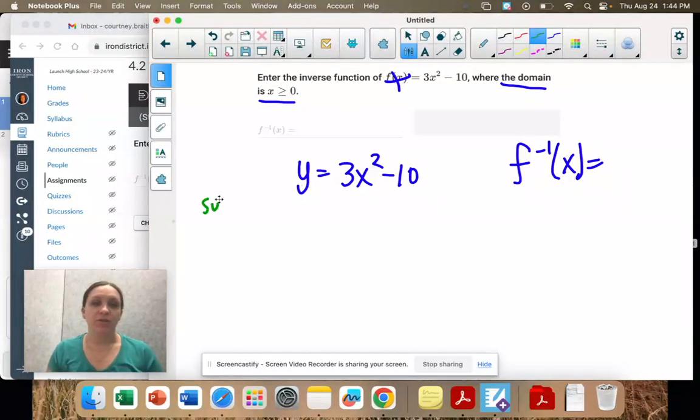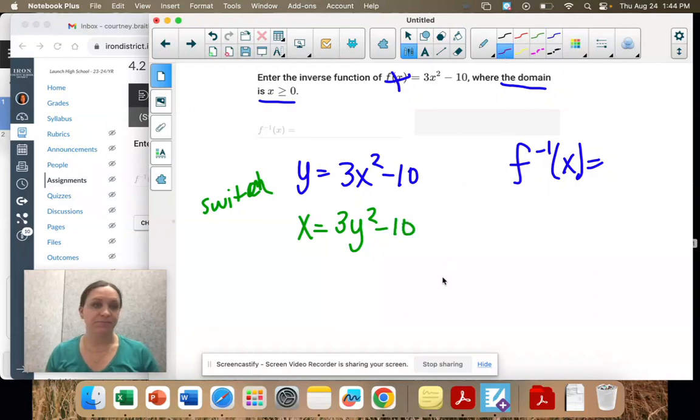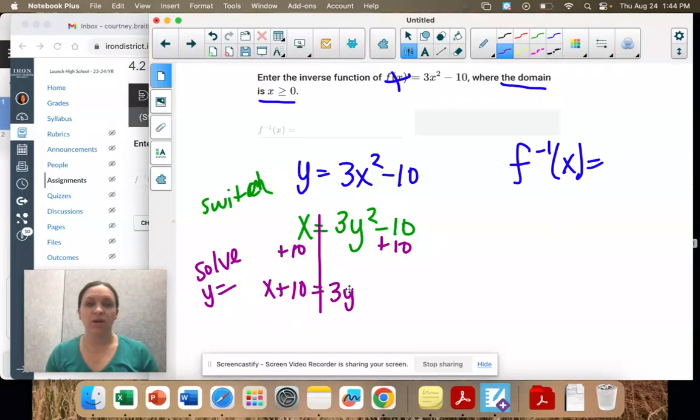So remember, switch x and y. So x equals 3y squared minus 10. Let's solve for y. That's the next step. So my first step, I'm going to add the 10 over. So x plus 10 equals 3y squared.